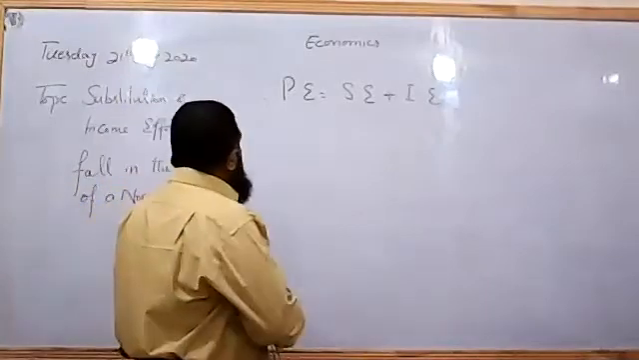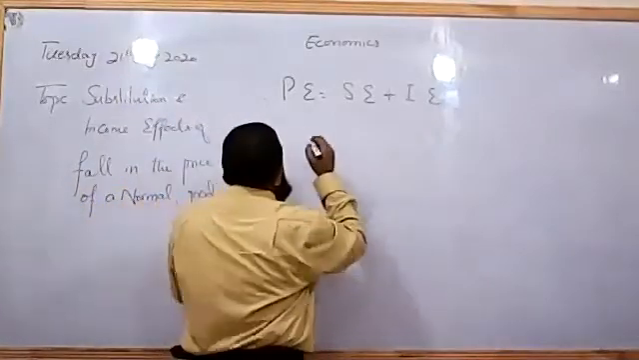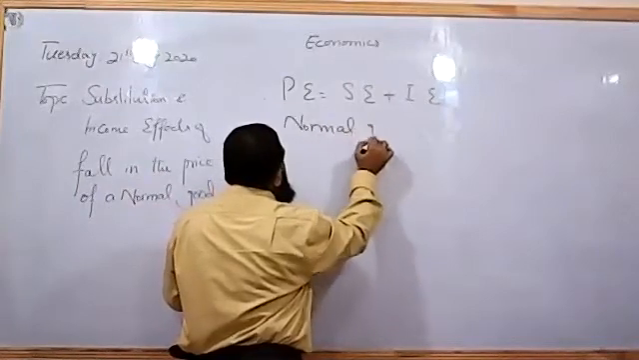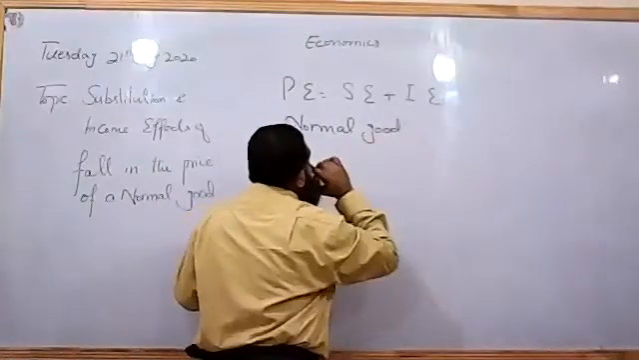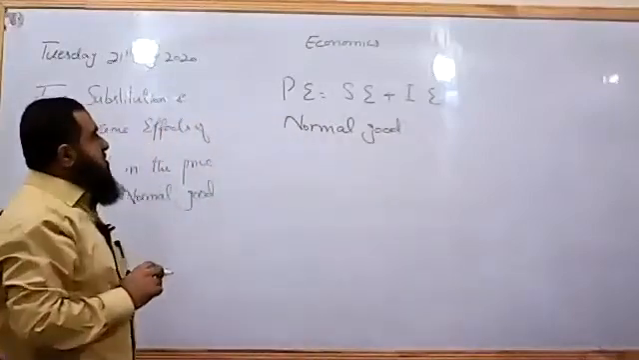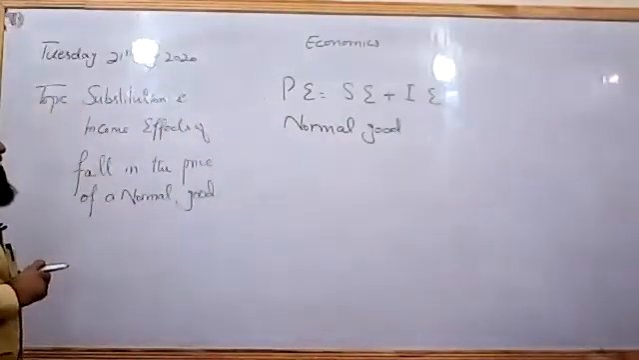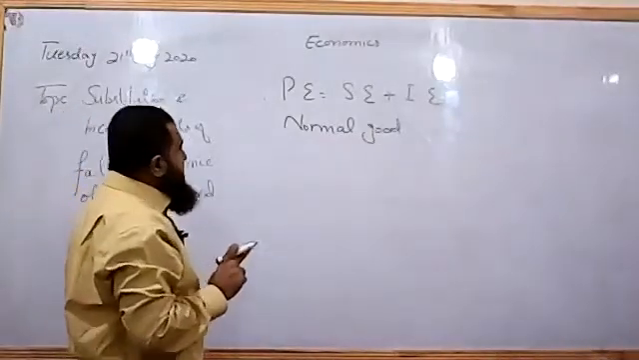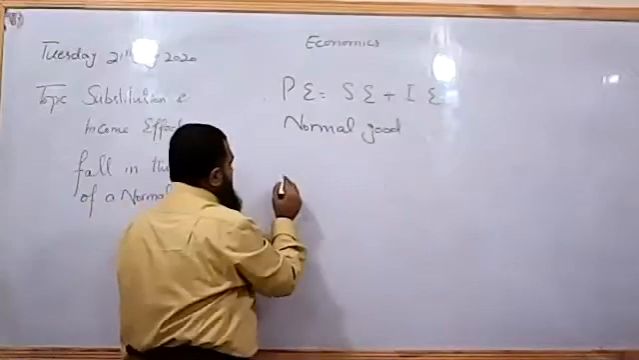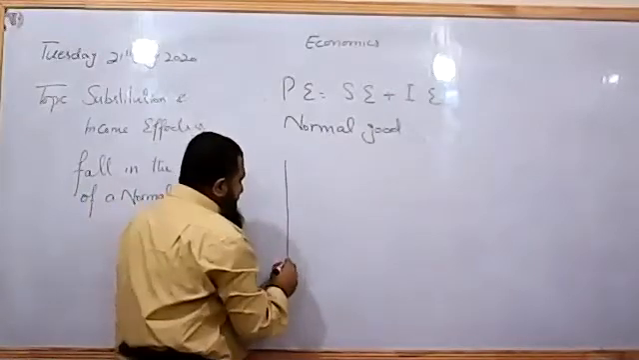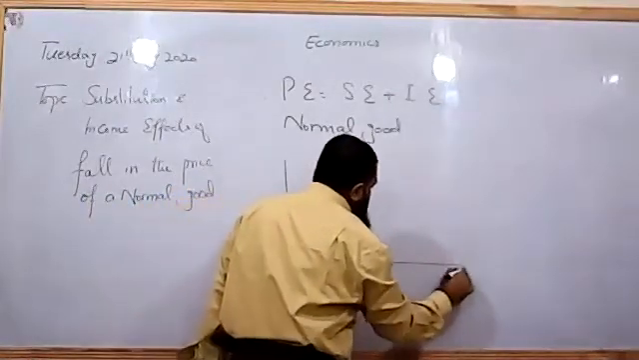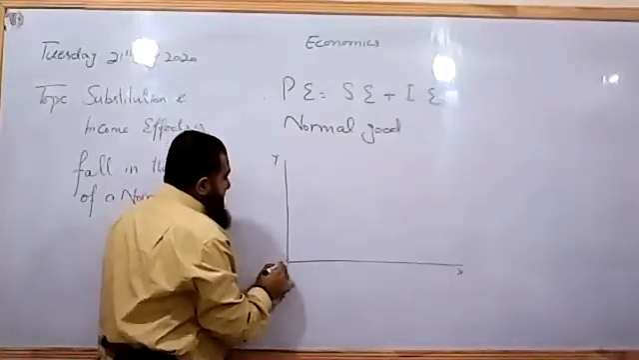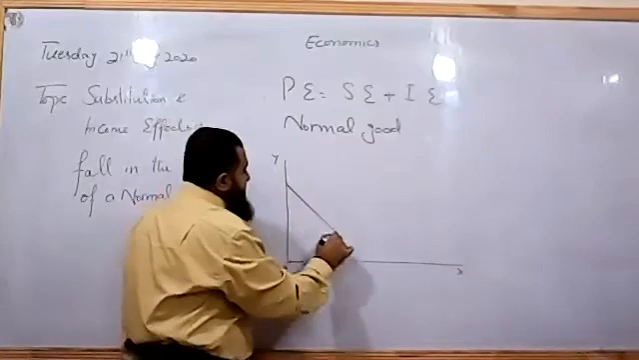So first of all, I am going to analyze the price effect of a normal good. There can be other goods like Giffen goods and inferior goods. We will be analyzing their substitution and income effects later on, but today I will only be focusing on the normal good. Okay. Recall your concept of consumer equilibrium, where the consumer has the equilibrium point.